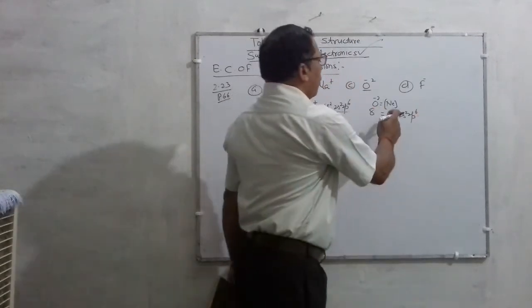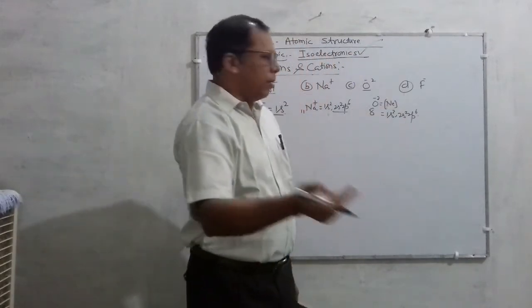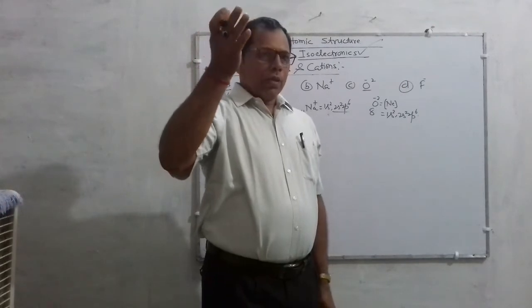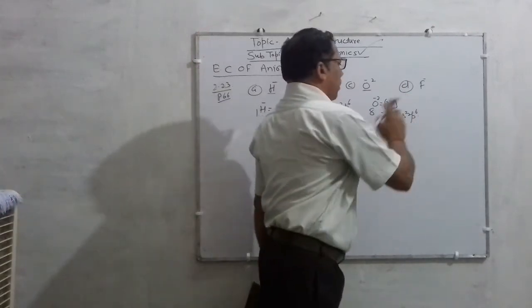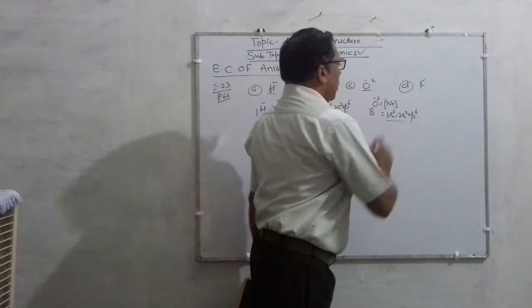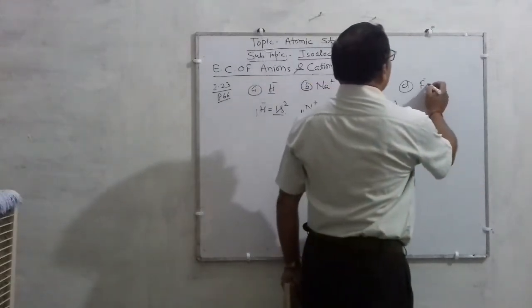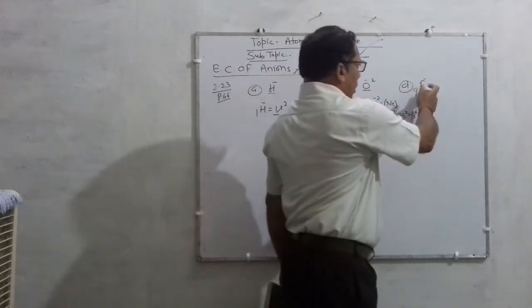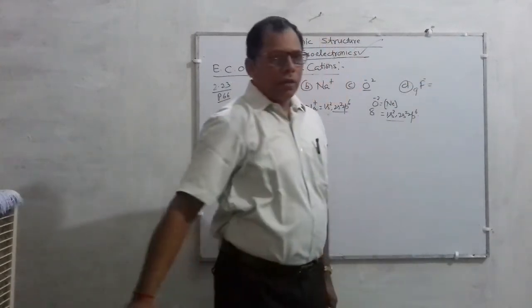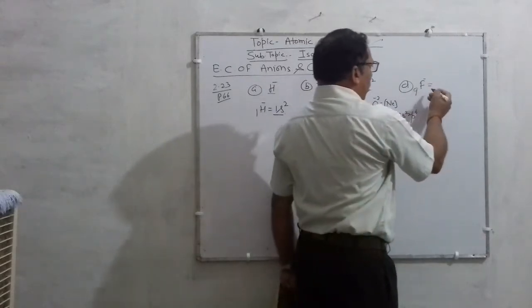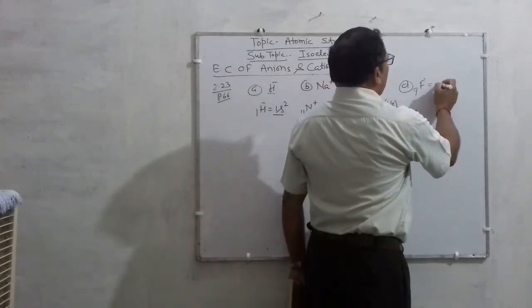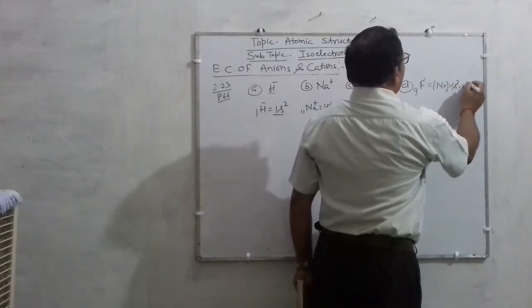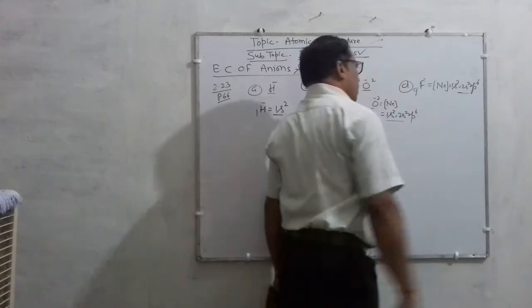You have to read it as 1s2, not 1 square, not 2s square, and you simply write 2p6. Okay? So this is neon. Similarly, F minus, this is fluorine, 9F, and it has gained one electron, so the number of electrons becomes 10 in the case of fluorine also. So it becomes the electronic configuration of neon, and can be written as 1s2, 2s2, 2p6.